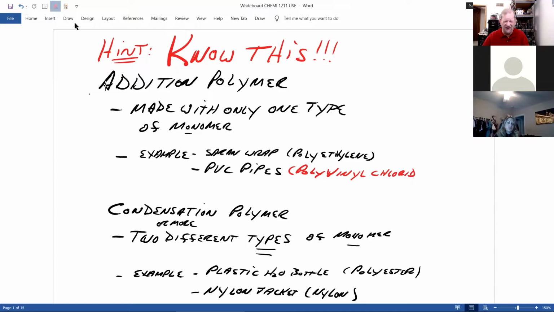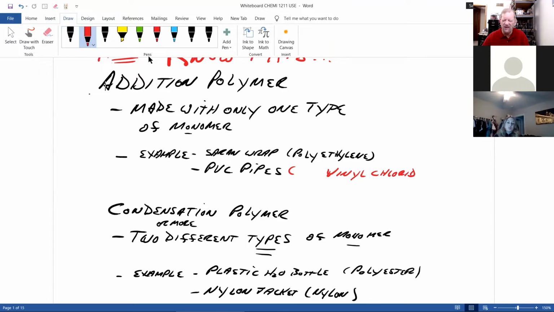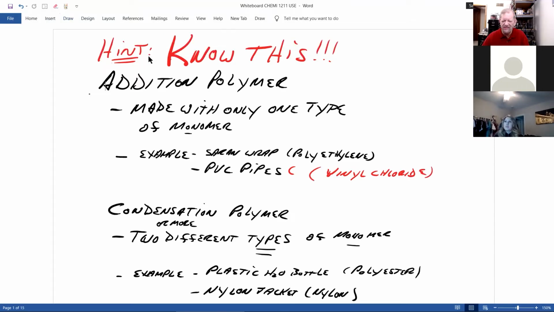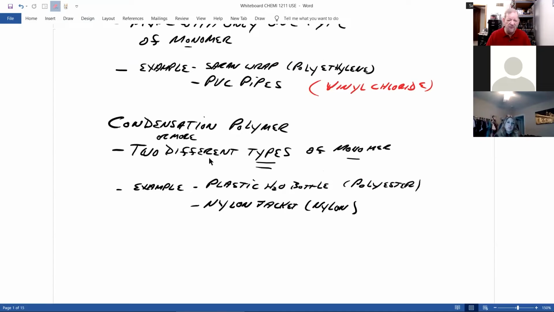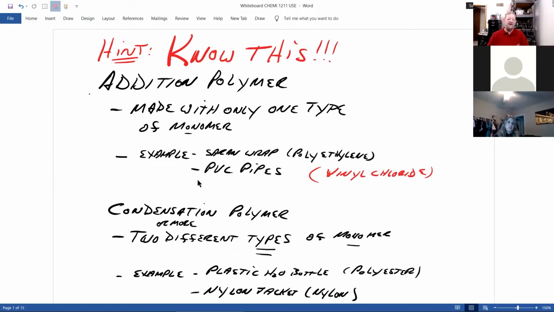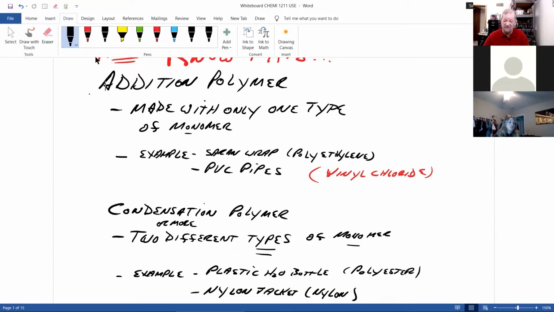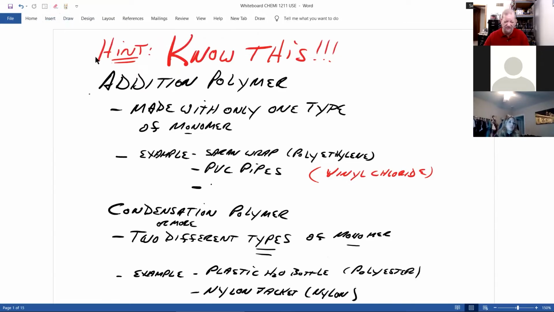Actually, it's not polyvinyl, that's the name of the polymer. It's made from vinyl chloride, which I'll show you in a little while. I won't ask that, but in case you were wondering. And the other type is a condensation polymer made with more than one type of monomer. Oh, I forgot something. There's another example.